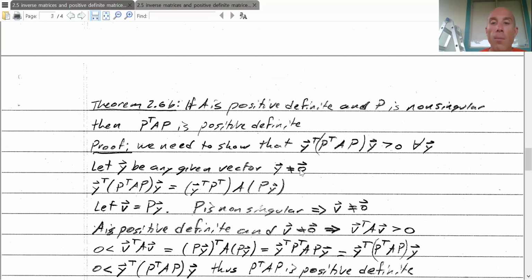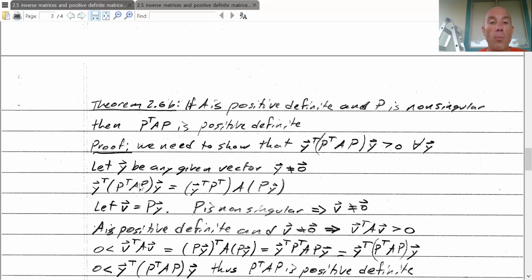I got it right there. If I multiply it on the left and right for any given y that's not equal to the 0 vector, I need to get a positive number to prove this. Okay, so I go y transpose times the thing in the middle, y.